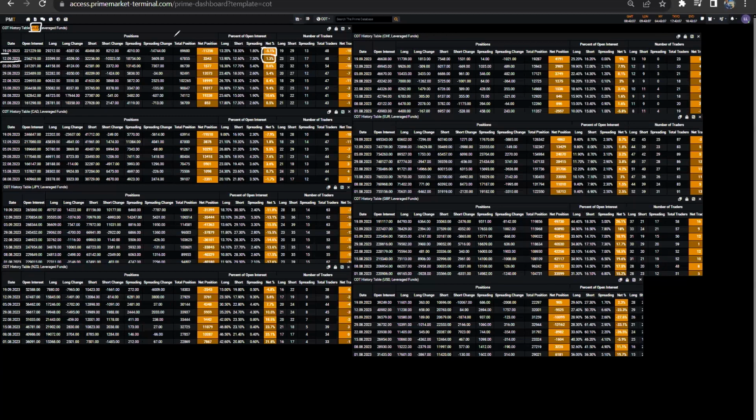Then for the euro, we have here, right? Euro. And from the 12th, we had 1.8. So they kept longing euro. But this week, we had an increase in short positions. See, we increased on short positions.